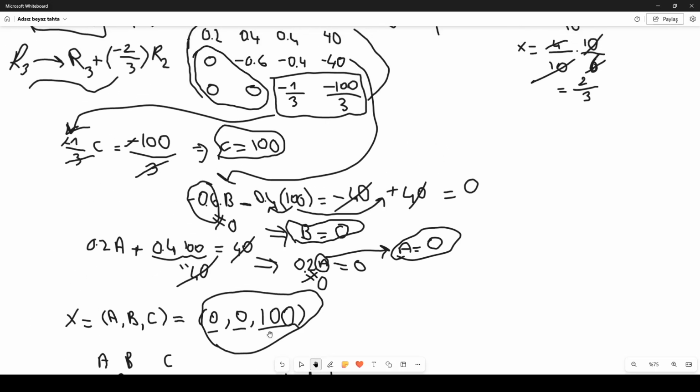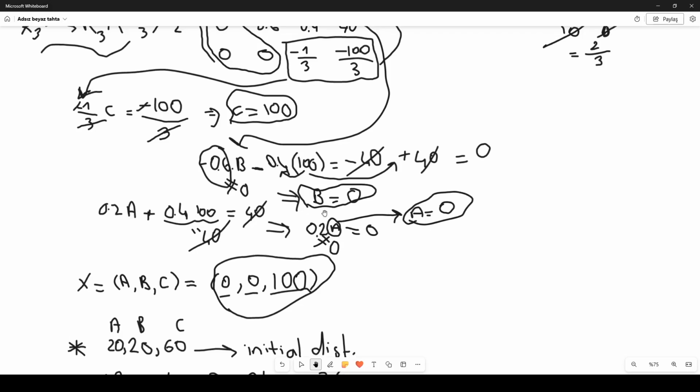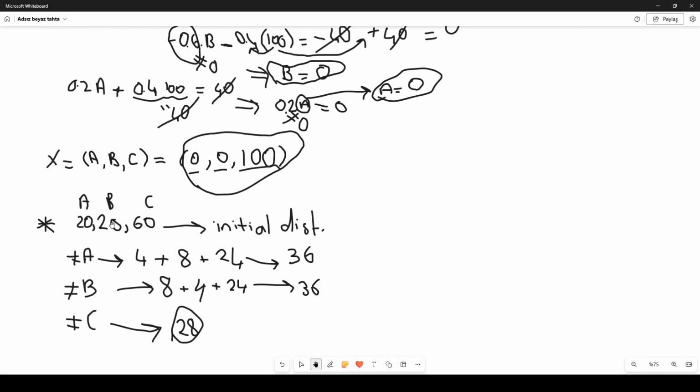How about looking at the question in this manner? Now suppose this time we're given the initial distribution. Suppose the initial distribution of people in three cities is the following: 20, 20, and 60. So in city A, say that we have 20 people in the beginning, and 20 people in city B, and 60 in city C. So how can we find the number of people at the end of one day?